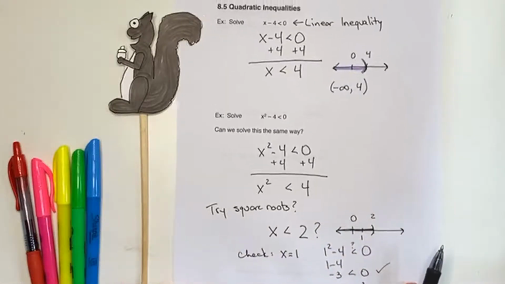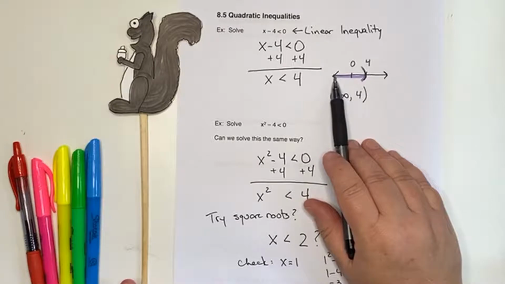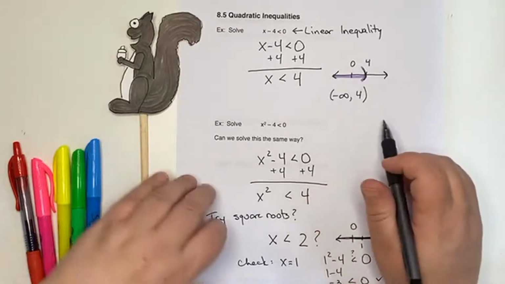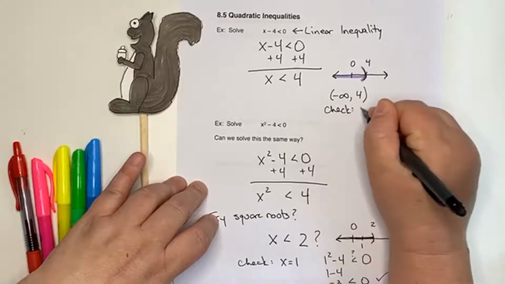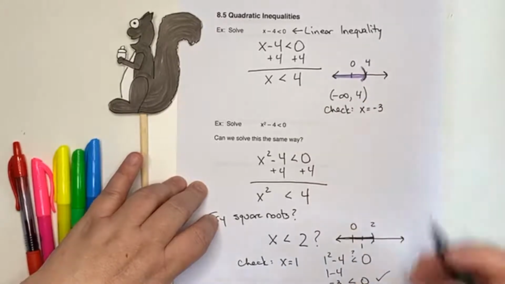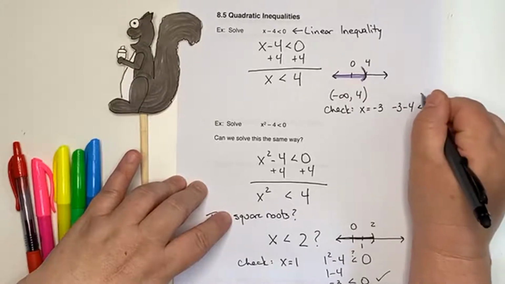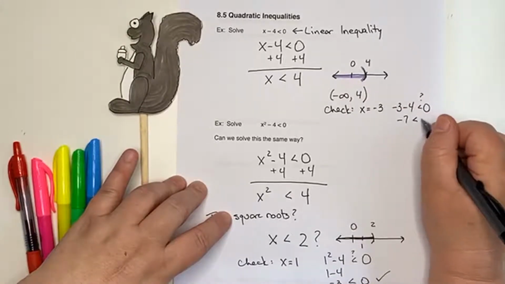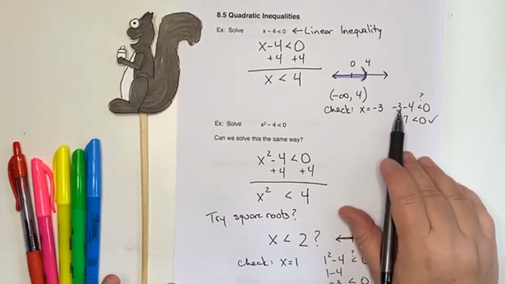In a linear inequality, negative numbers stay negative. So if I plugged in, let's check x equals -3 like we did before. I get -3 minus 4 is less than 0. Yeah, that's -7. Yeah, it's totally less than 0. So when we plug in a number like -3, it stays negative.